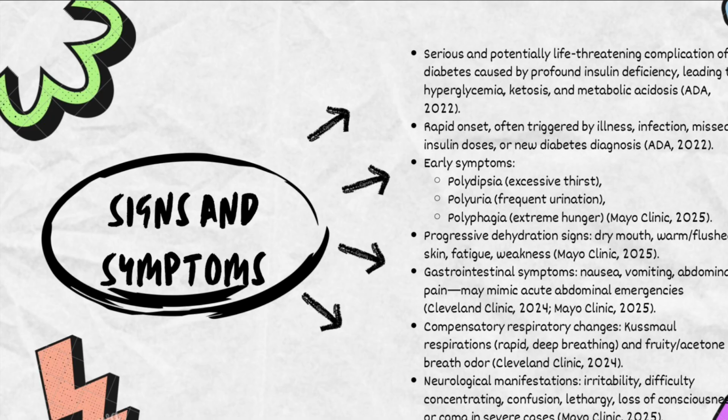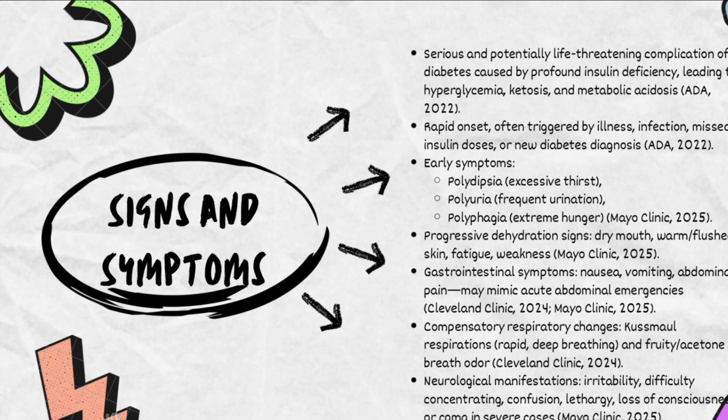Progressive dehydration signs include dry mouth, warm, flushed skin, fatigue, weakness. Some GI symptoms are nausea, vomiting, abdominal pain, and it may mimic acute abdominal emergencies. Compensatory respiratory changes include Kussmaul respirations, which is rapid deep breathing, and fruity acetone breath odor. Neurological manifestations include irritability, difficulty concentrating, confusion, lethargy, loss of consciousness, or coma in severe cases.